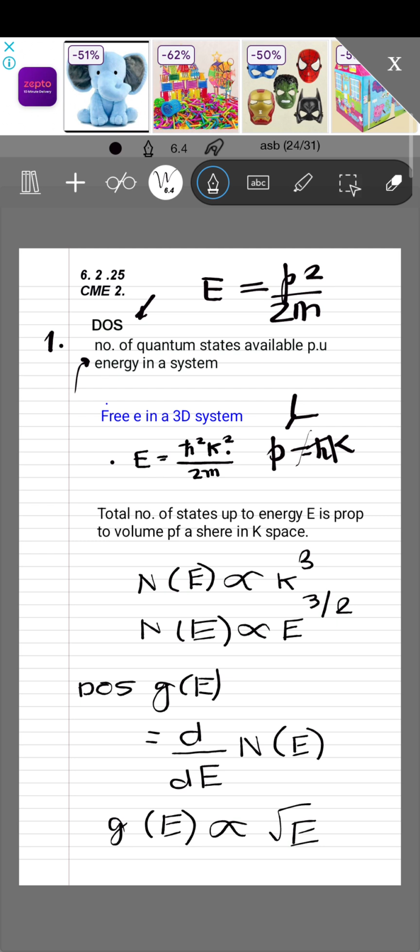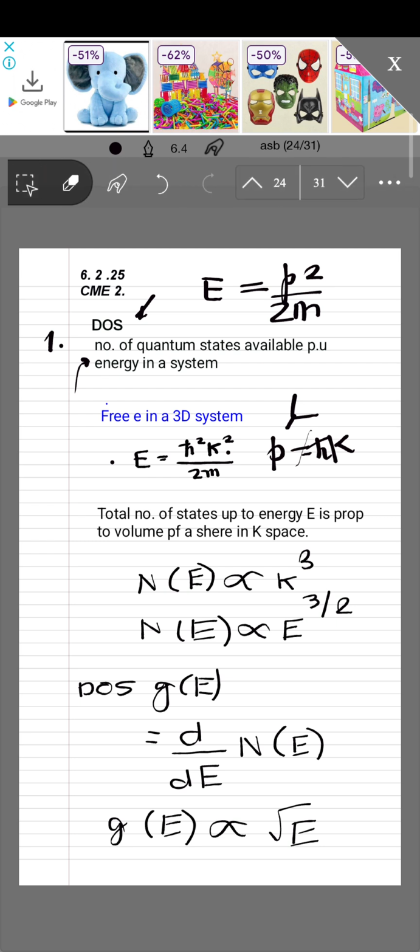The only thing is that the m here is not the rest mass, it is the effective mass of the system, the effective mass of the charged particle. That means the mass which gets affected by the internal arrangements of atoms in the 3D system. Okay, so this is the expression.